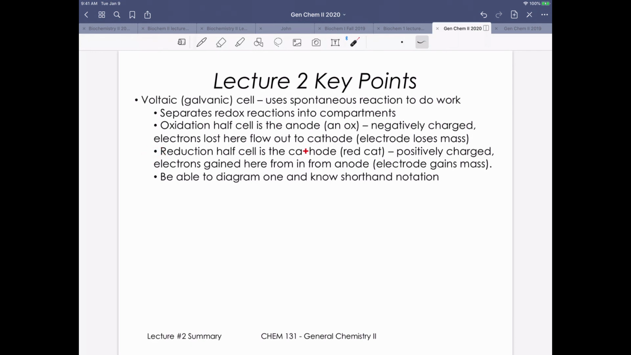Reduction reactions occur at the cathode. That's why we had an ox and a red cat be what we remembered. Cathode, again, that T reminds us that the cathode is positively charged. Electrons, again, are going to be gained here that are coming in from the anode. And so this electrode, again, if it's an active electrode, will gain mass. So big skill, be able to diagram a voltaic cell and know that shorthand notation, but also be able to go in the reverse direction, be able to look at a voltaic cell and kind of pick out information with stuff that's going on.